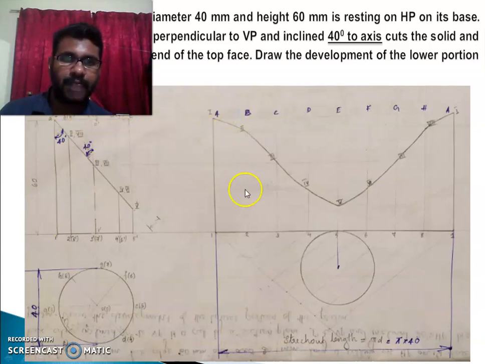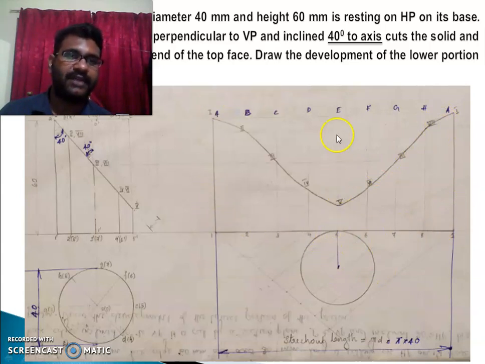through point 2 up to the generator 2B. Then the third point is on 3C, so transfer that point into 3C. Similarly, locate 4, 5, 6, etc. and join all these points by a smooth freehand curve. Then you can represent the boundary by using a dark line.